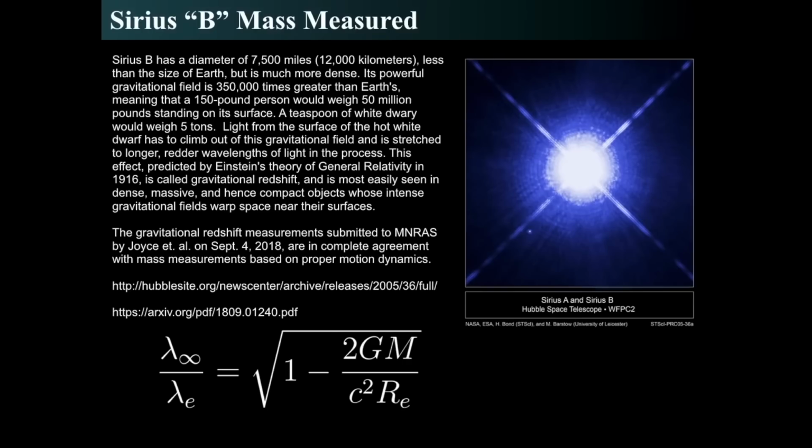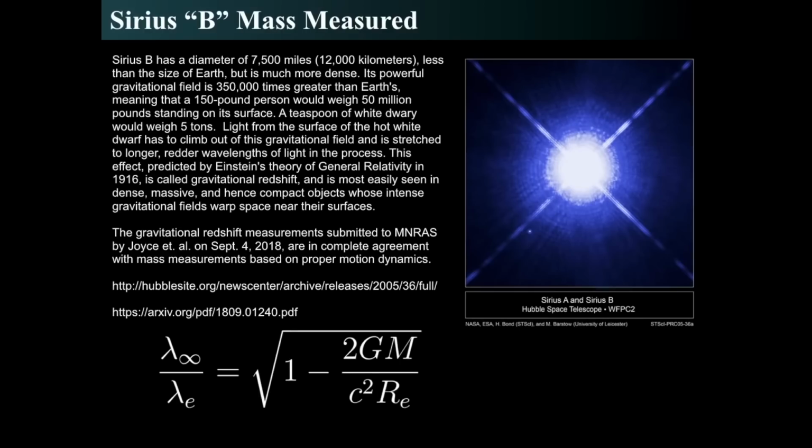So this is how we know that the mass of Sirius B is 1.02 masses of the Sun, by looking at the gravitational redshift of the light coming out of it. And I provided the two links there. That arXiv.org paper shows you exactly how they did this. And this paper came out on September 4th of 2018, which is really interesting.